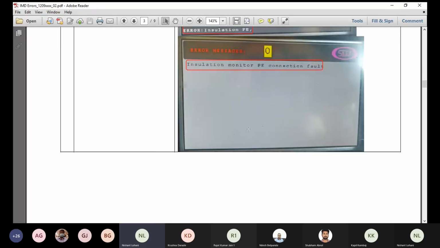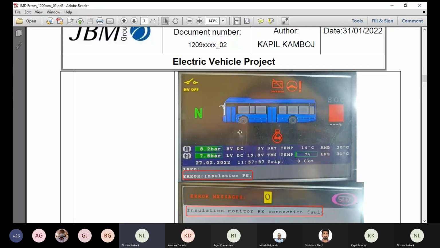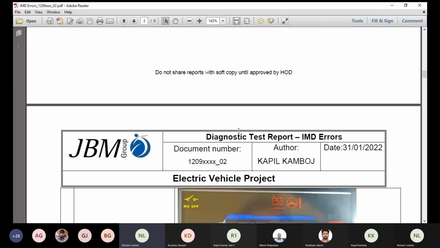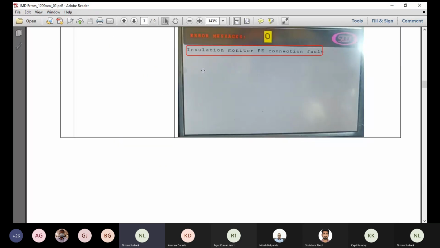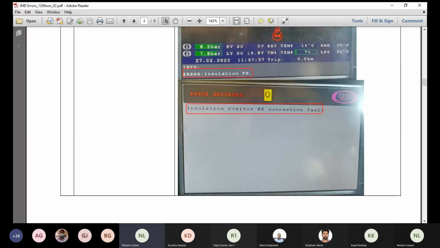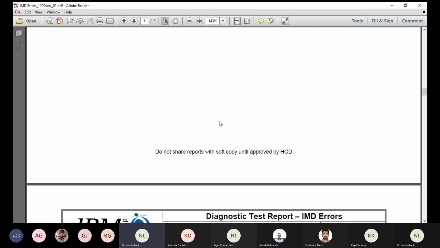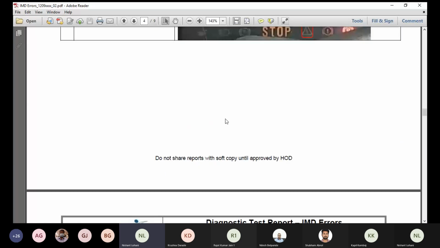After pressing the enter key, as explained in the initial slides on how to see the detailed error, we can see insulation monitor PE connection fault. This is the case where the ground connection from the IMD connection is missing.